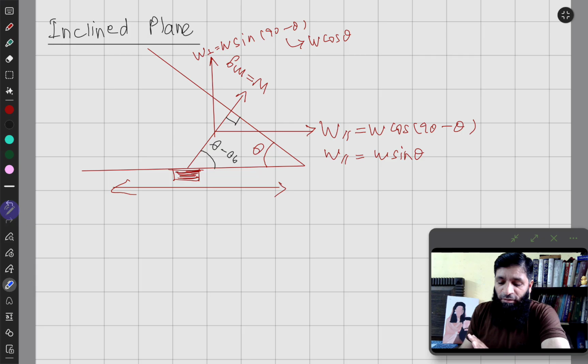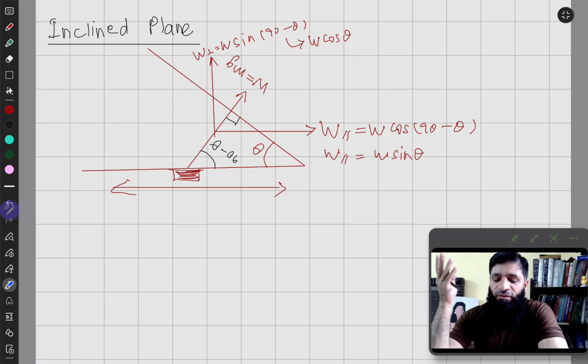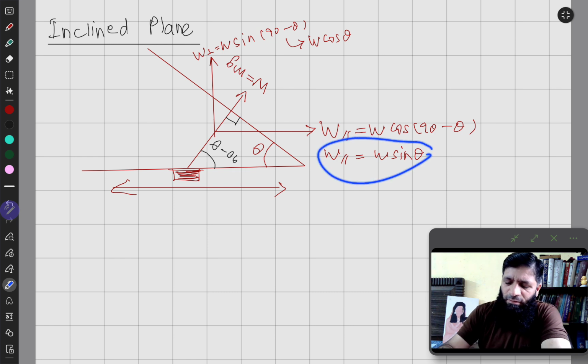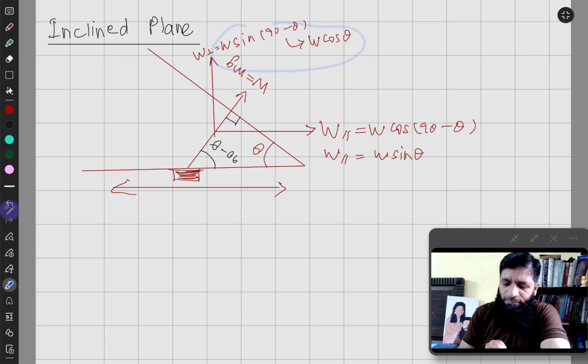So in the case of an inclined plane, the components of weight will be different, because usually the horizontal components are F cos theta, or the force times cos theta, and the vertical component is usually F sin theta. But just in the case of an inclined plane, the components of weight will be different, and I have told you the reason why the parallel component is W sin theta and the perpendicular component is W cos theta.